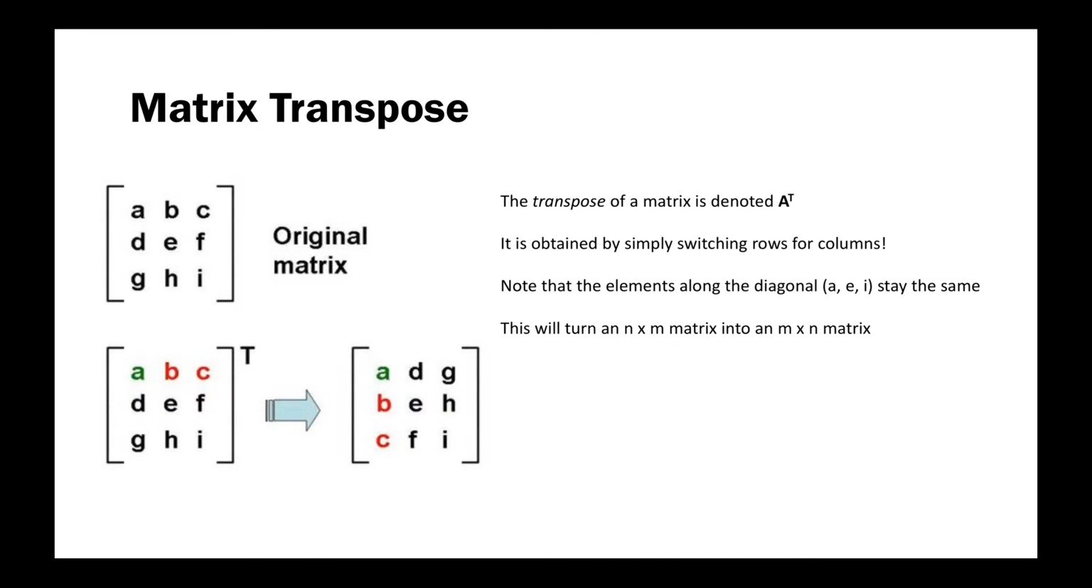Another matrix operation that is important is the transpose. The transpose of a matrix is denoted A with this T exponent, and it is obtained by simply exchanging rows for columns. So here I have row a, b, c, and when I transpose it, it becomes column a, b, c. In general, when I don't have square matrices, the transpose will turn an n by m matrix into an m by n matrix. Notice that the diagonal elements stay the same.